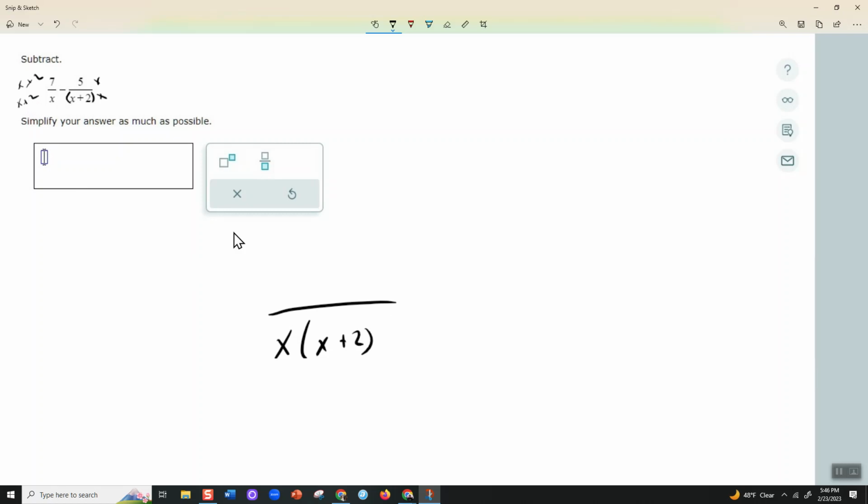And 7 times x plus 2 is 7x plus 14 minus 5x, which gives me a total of 7x minus 5x is 2x plus 14 all over x times x plus 2. I don't see anything to reduce there. That's it. The end.